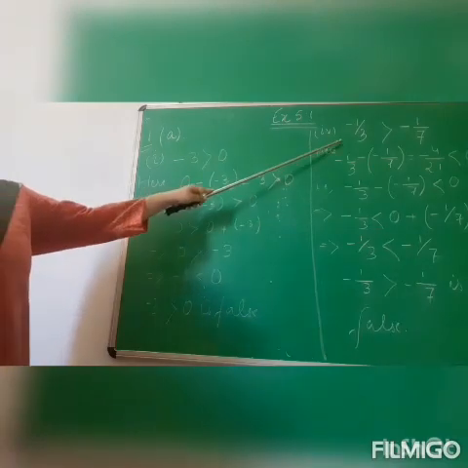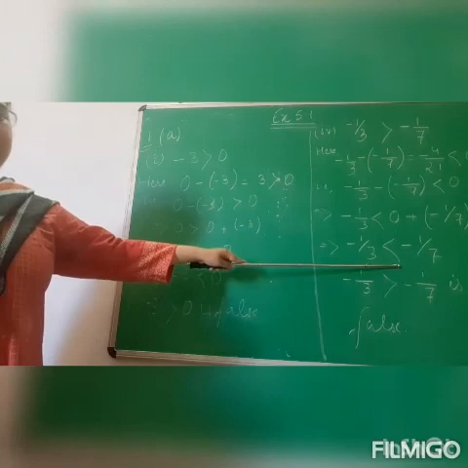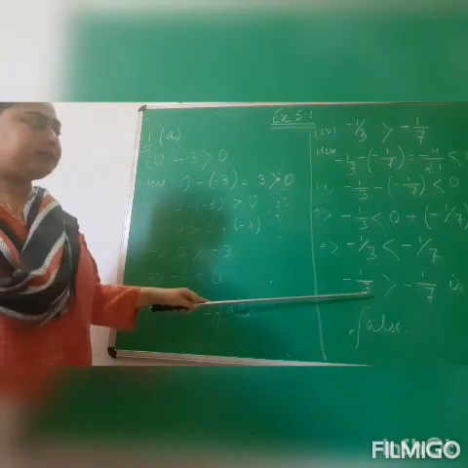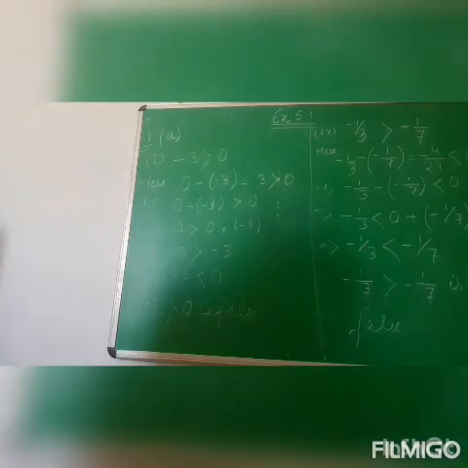Here we have minus 1 by 3 is greater than minus 1 by 7, and we got minus 1 by 3 is less than minus 1 by 7. Therefore, I can say that minus 1 by 3 greater than minus 1 by 7 is false.